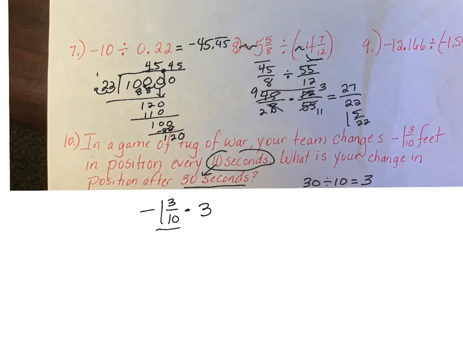Make this improper. That's negative 13 over 3 times 3, which is 3 over 1. We have 1 negative. We know it's going to be negative. I can cancel that one, and I get negative 13 for my change.